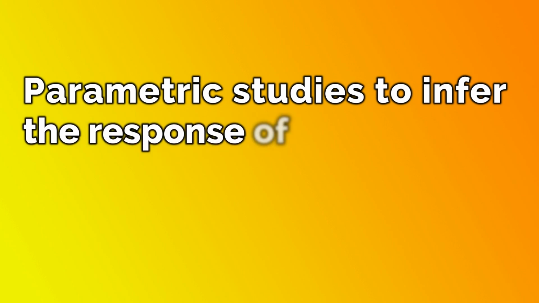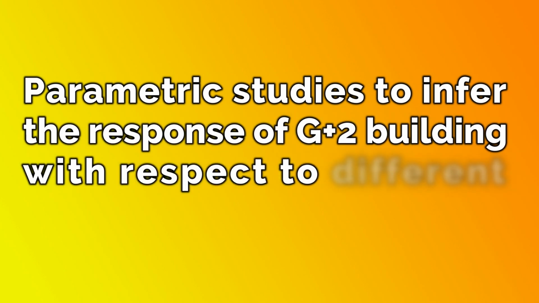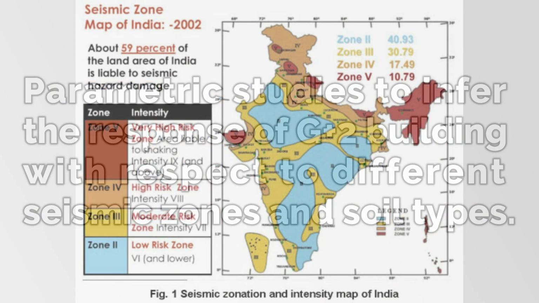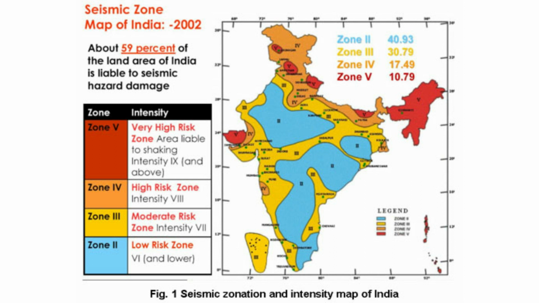Hello to all. So today we are going to demonstrate parametric studies to infer the response of a G+2 building with respect to different seismic zones and soil types. As we know, in designing, we generally design the structure with seismic loading, and in seismic loading we generally take care of all the four zones and also the soil type.